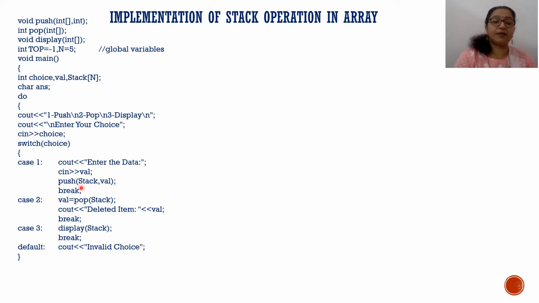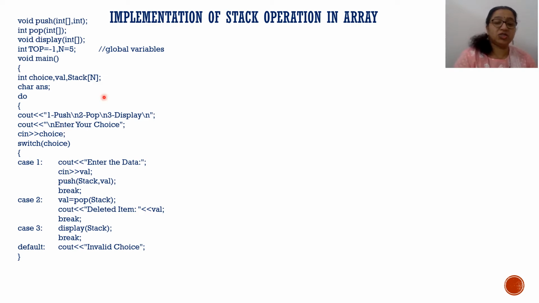And we are calling the function push, and in brackets we are passing that array. Stack is the array name, is it? Stack is the array name. So only the array name we want to specify at the calling time. So stack comma val. Val is what? The entered item. So this is the function call. These are the statements used for case 1.